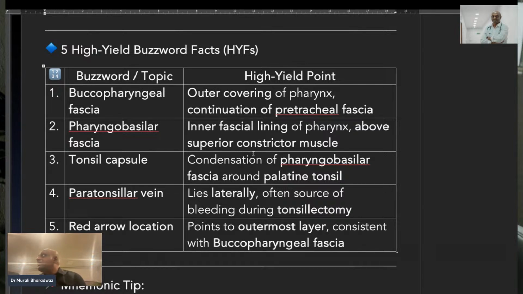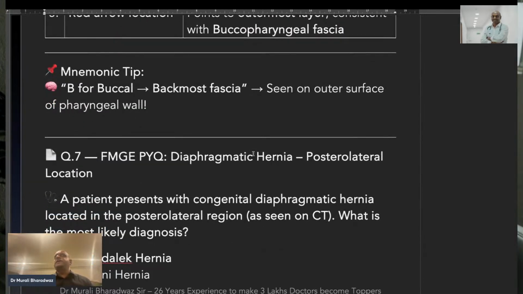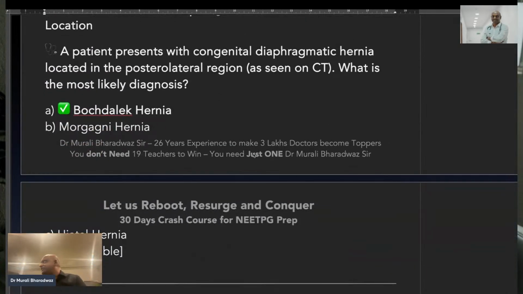Who has got superior constrictor, middle constrictor, inferior constrictor? Esophagus. The muscle is superior, middle, inferior constrictor. The pharynx continues as the esophagus, no? Yes. So this is very difficult to crack. A typical question. Unexpected. Accident. Don't worry about accidents.